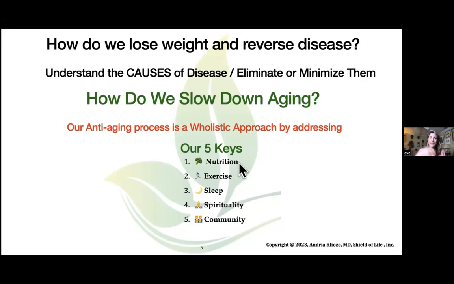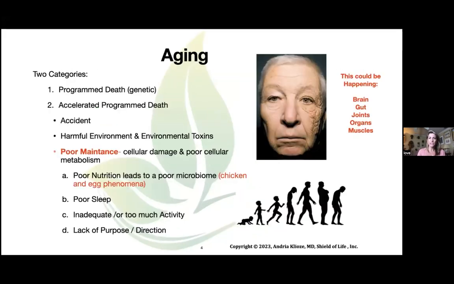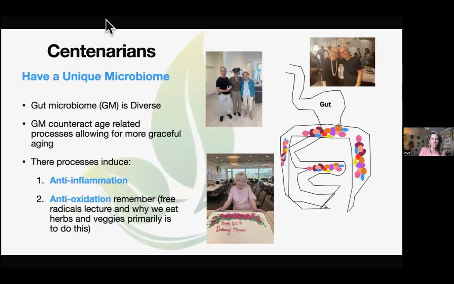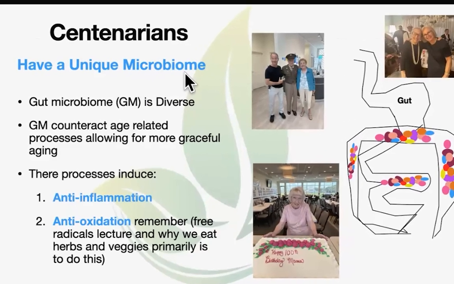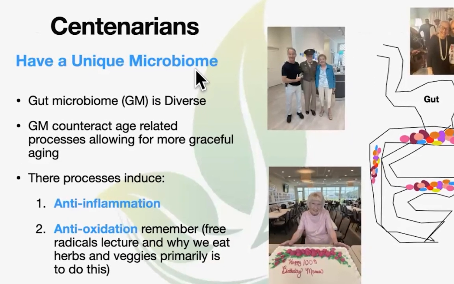And we always bring that back into the picture so that we're not just fixing your autoimmune disease that you may be seeing me for, or your obesity or your diabetes, but we look at everything so that we slow down this aging process. So we're talking about aging. Centenarians are people who are 100 and plus, and they have a unique microbiome, believe it or not. Their microbiome is diverse, despite their age.